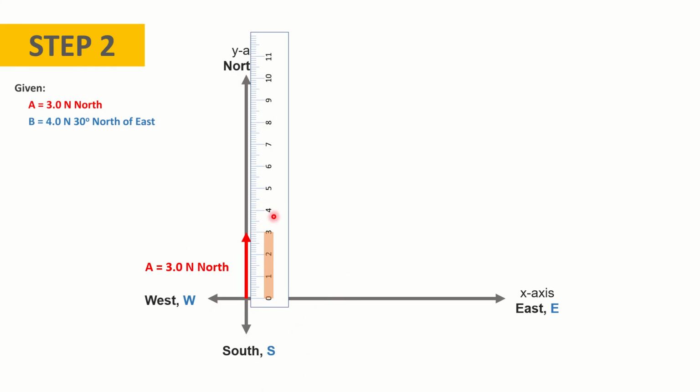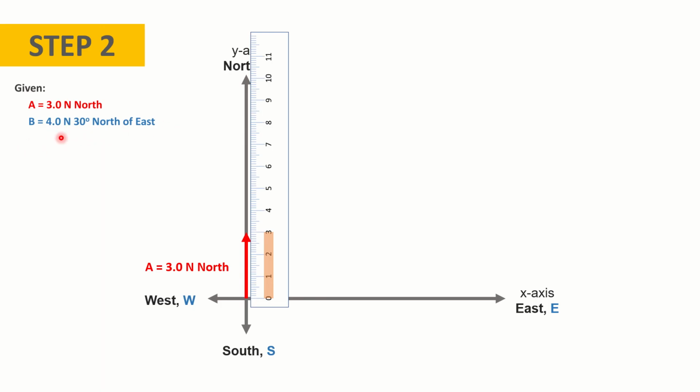For 3 newtons, we need to count 3 centimeters because every centimeter represents 1 newton. Therefore, 3 centimeters will represent 3 newtons. So we have here 1, 2, 3. This will be our vector A, 3 newtons north. Next is to sketch the succeeding vectors. We only have 2 vectors here, so vector B is our last vector. Vector B is 30 degrees north of east, 4 newtons.